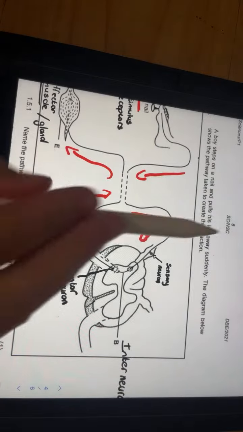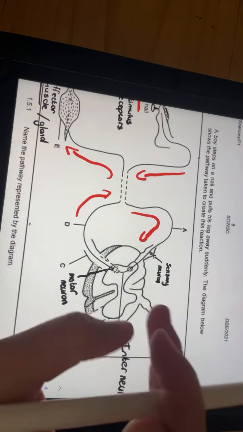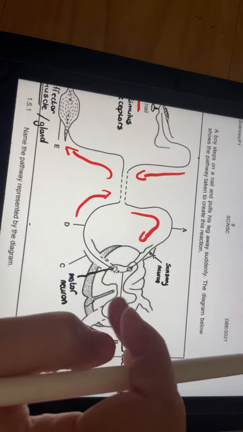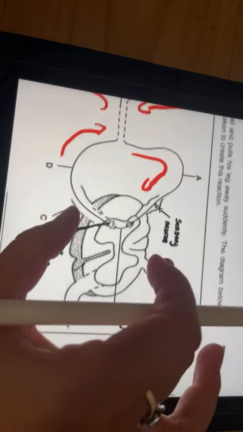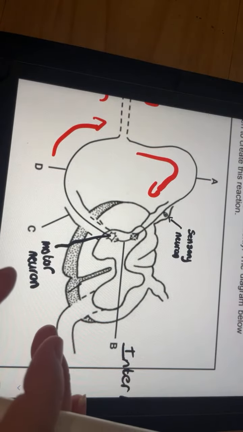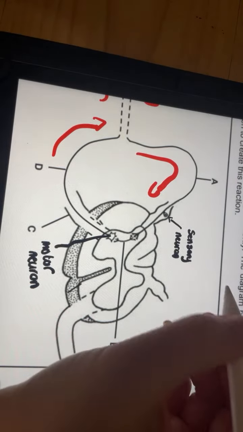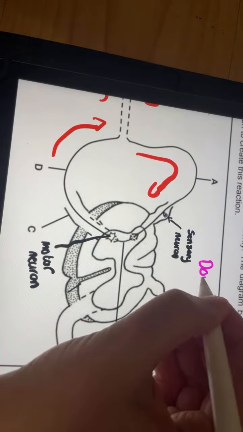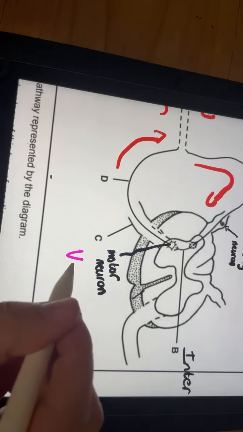know which side is which. So I'm just going to swap a color over here so we can tell the difference between the top and the bottom of our diagram. When you look at your spinal cord, you have a dorsal side and you have a ventral side. The dorsal side is generally where the incoming information is. So this is the dorsal side. And then this is the ventral side.